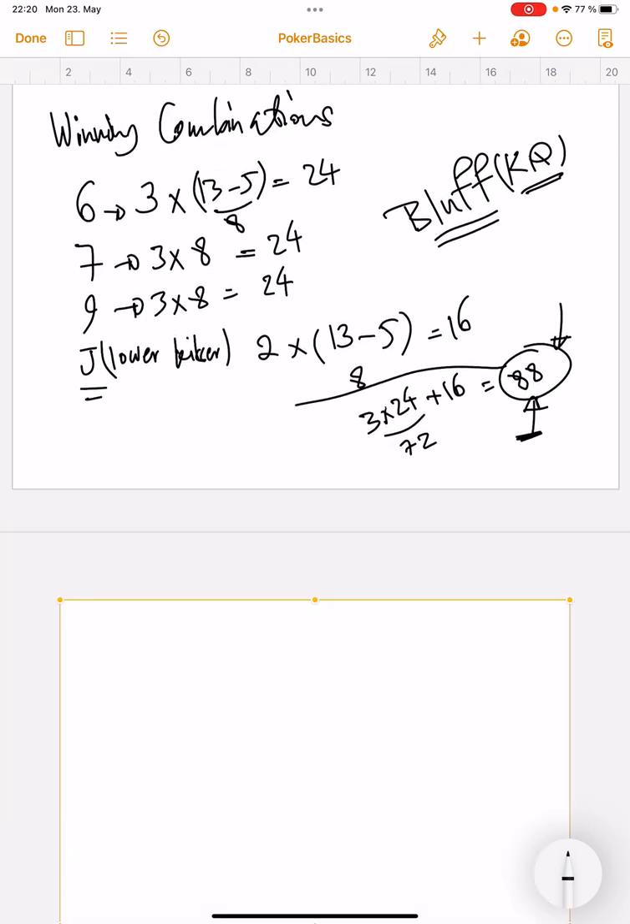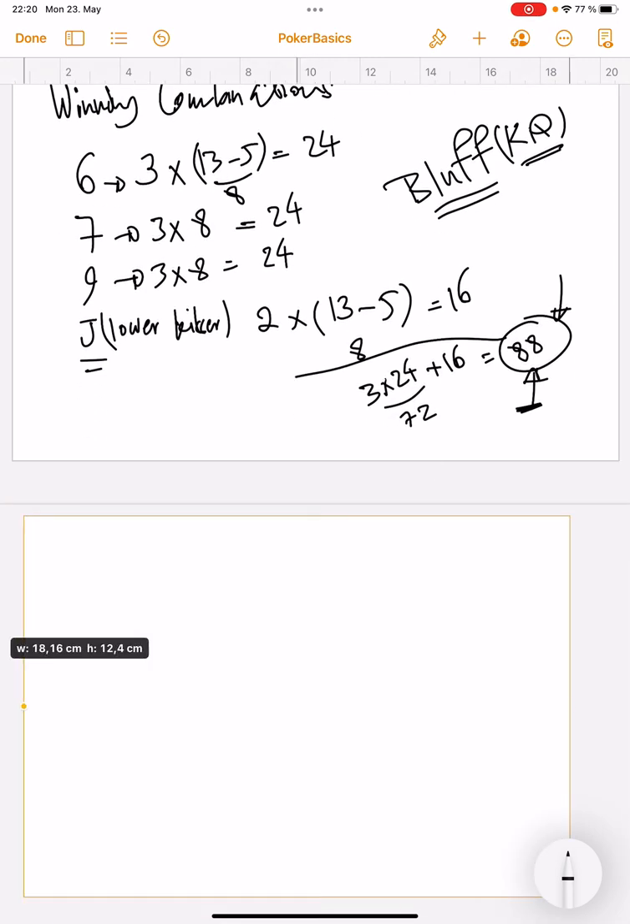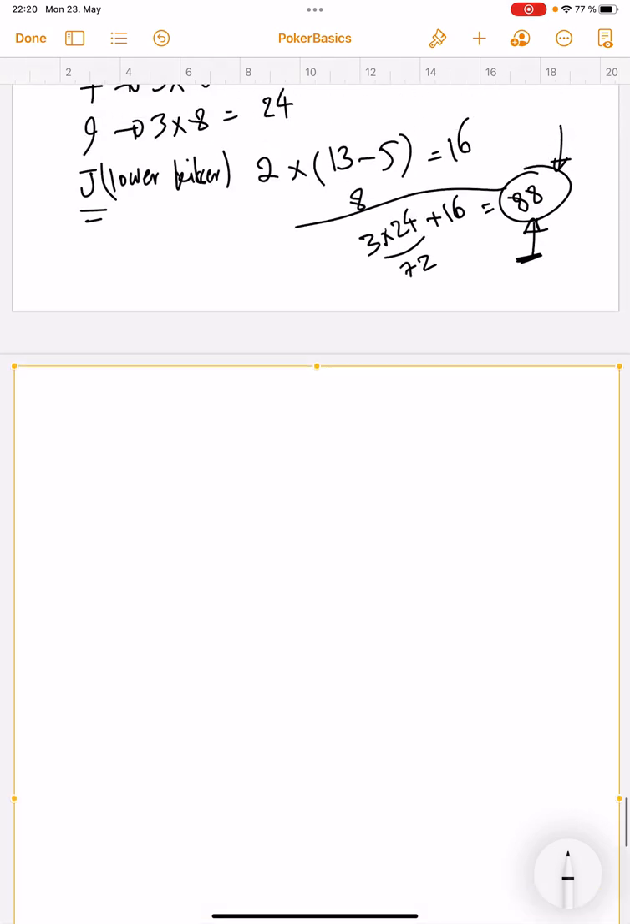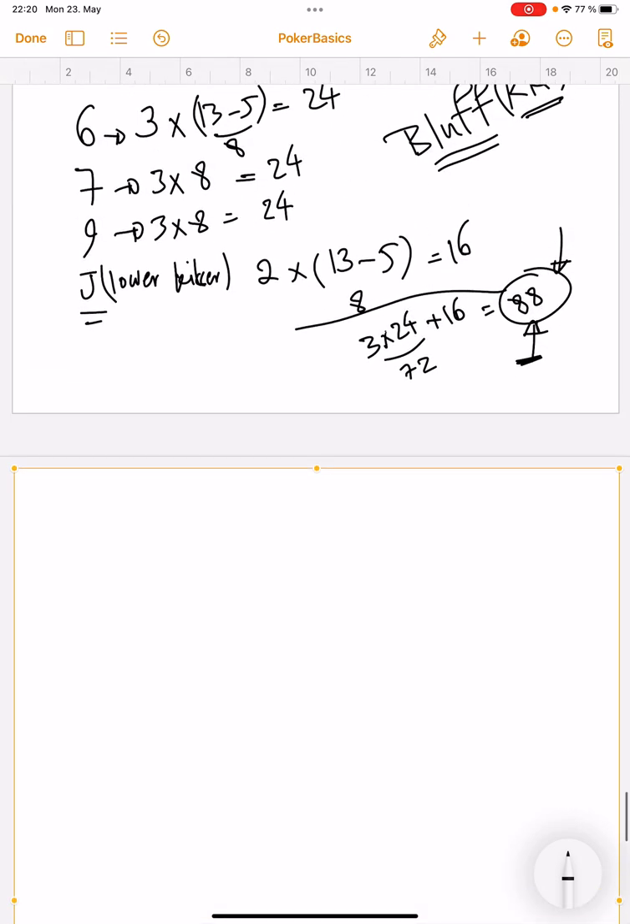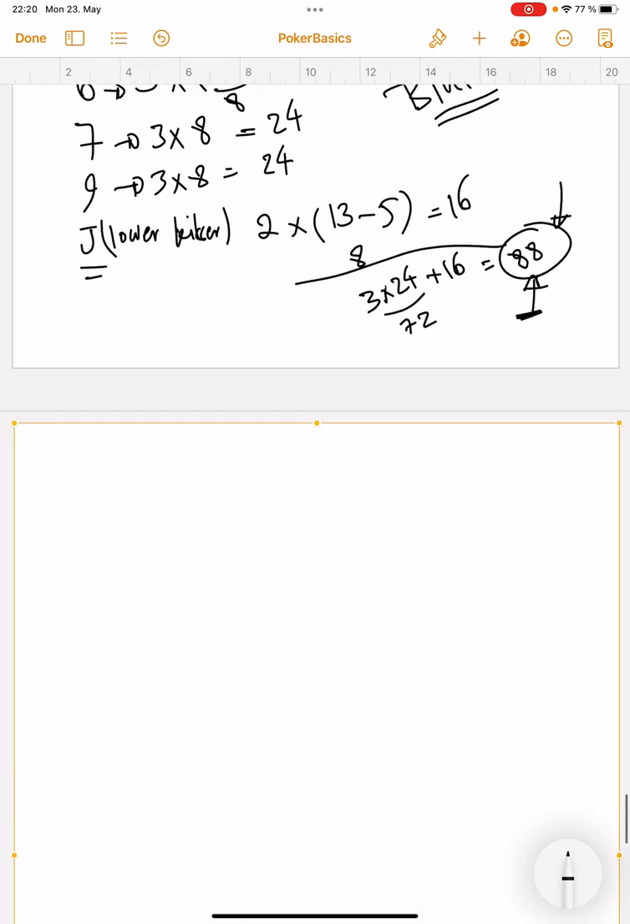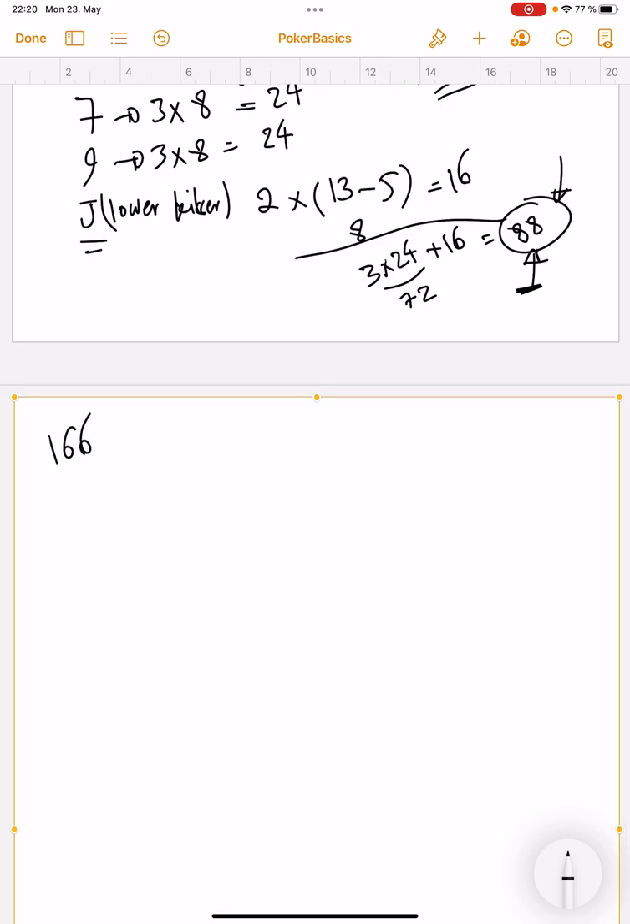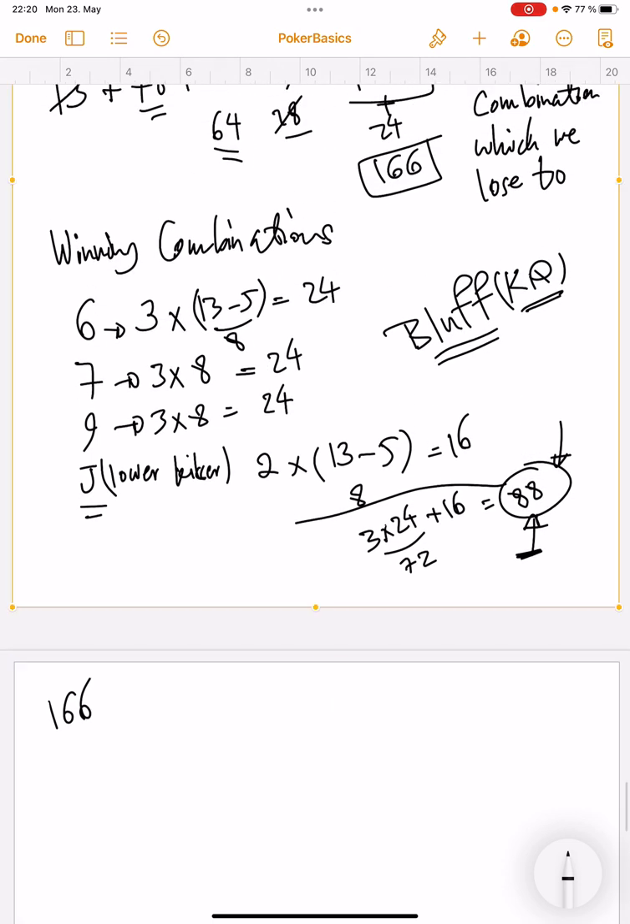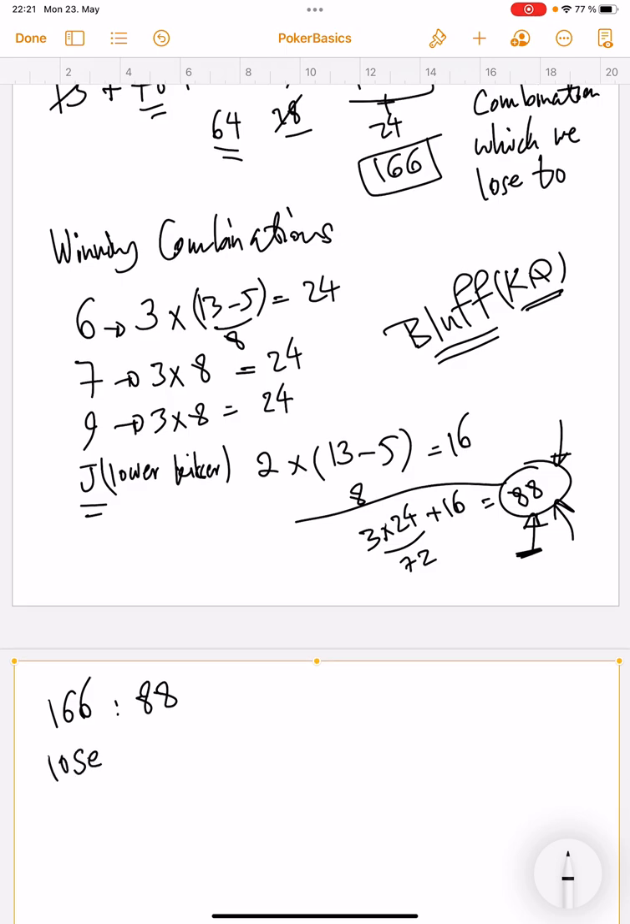Now, what is important here? In this tedious example, I promised that I would not go over 1 hour. I think we have crossed the line already. But anyway, how many combinations are we losing to? 166. So 166 combinations we are losing to. And how many combinations are we winning against? 88. So we lose here, but we win here.